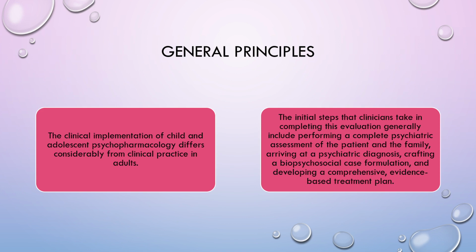The clinical implementation of child and adolescent psychopharmacology differs considerably from the clinical practice of adults. Initial steps that clinicians can take in completing this evaluation generally include performing a complete psychiatric assessment of the patient and family, arriving at the psychiatric diagnoses, crafting a biopsychosocial case formulation, and developing a comprehensive and evidence-based treatment plan. In other words, with children, there are many different causes that can come into play besides just what we think straight on.